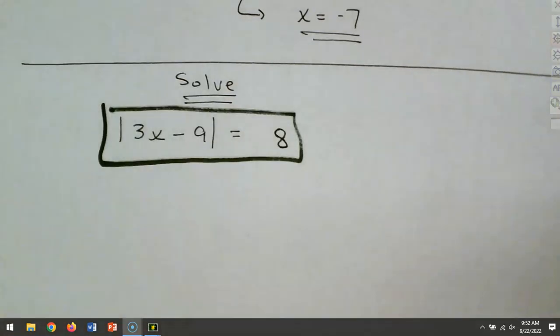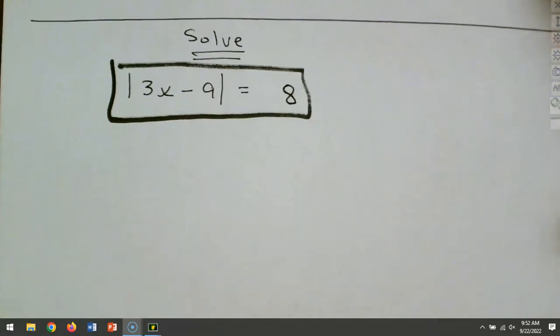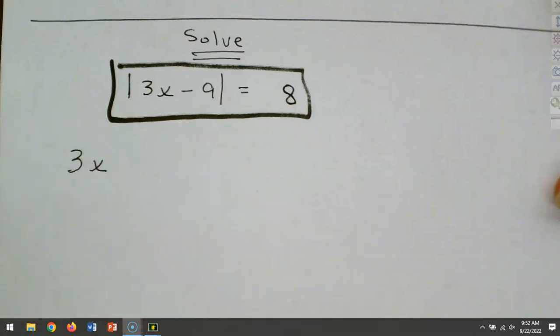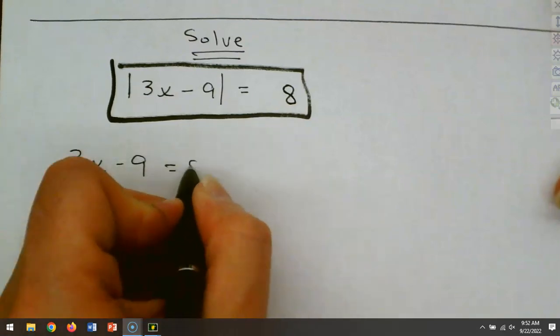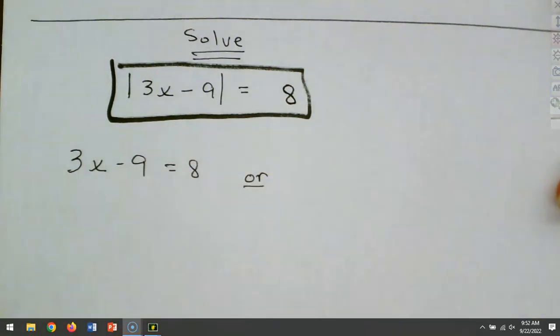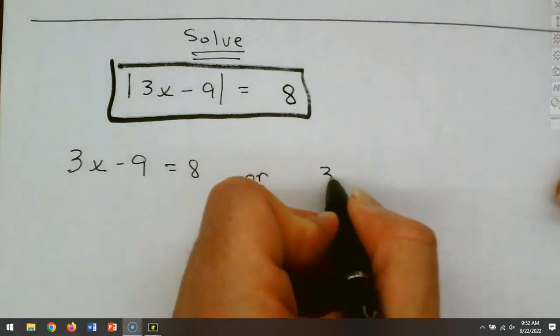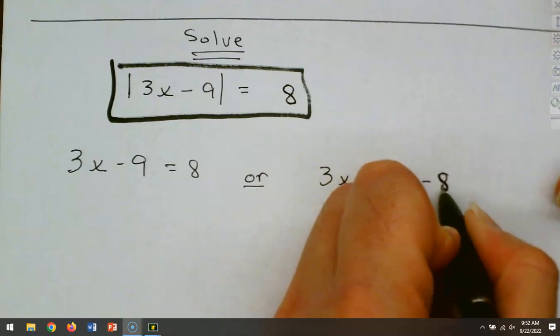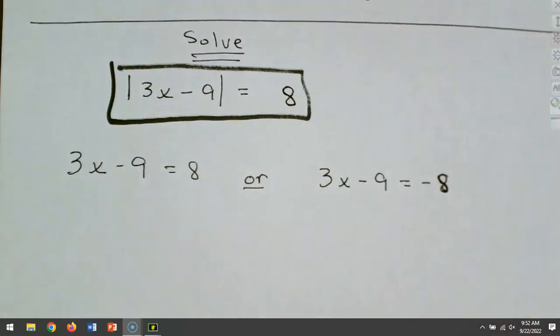What would your two equations look like? Well, for the first one, we simply drop the absolute value bars, and that would be 3x minus 9 equals 8. The other equation, and we use an "or" to separate them, would be 3x minus 9 equals a negative 8. Now, did I change the sign of that 9 in the absolute value?